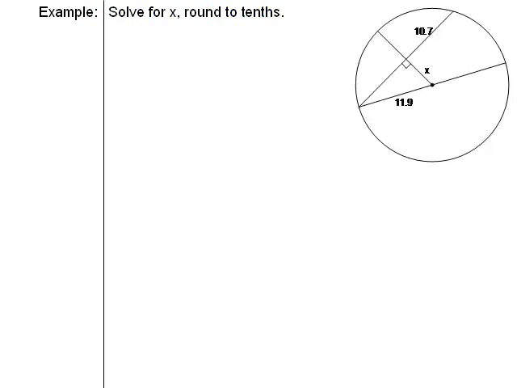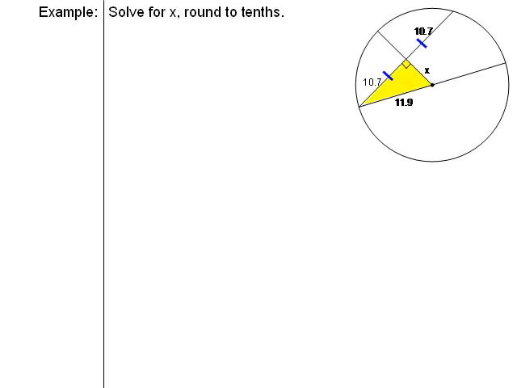Okay, so an example on how to use this. You can see that we have a circle and we have a radius that is perpendicular to a chord. First thing we've got to figure out is what do we have that we can move over. So we know since the radius is perpendicular to the chord that it splits the chord in half, and the 10.7 and this blank segment have to be congruent. So I can move that 10.7 over.